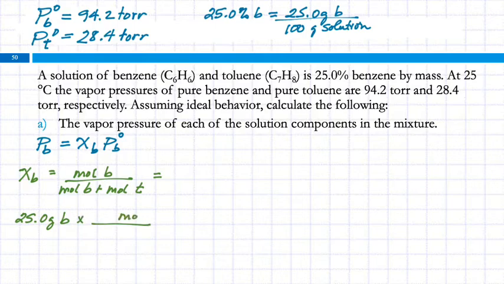Hey Siri, what's the molar mass of benzene? The answer I found is 78.047 atomic mass units. I'm going to call it 78.05. So 25 divided by 78.05 gives me 0.320 moles of benzene. Okay, that's great. I can plug that in here.